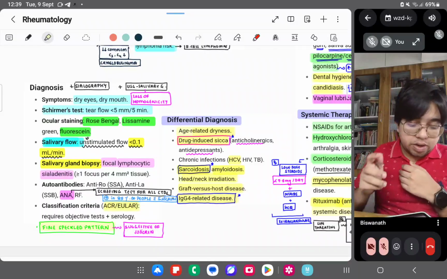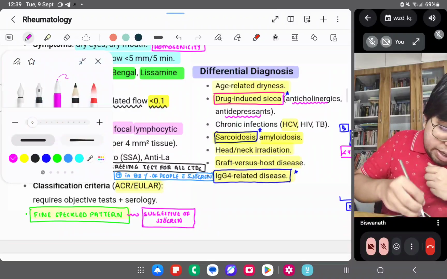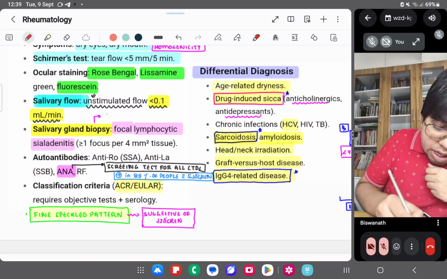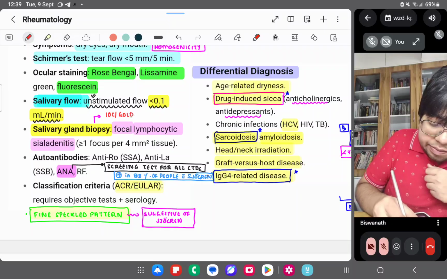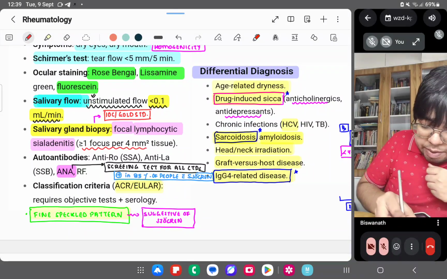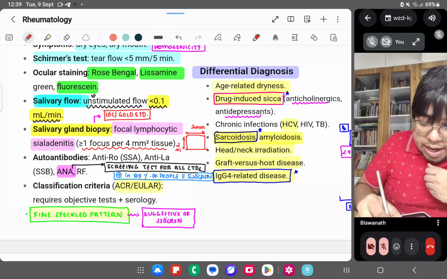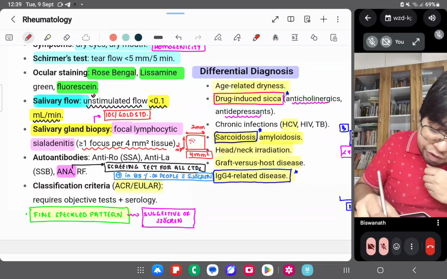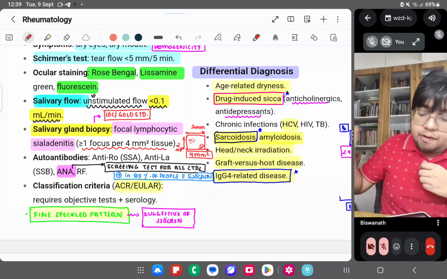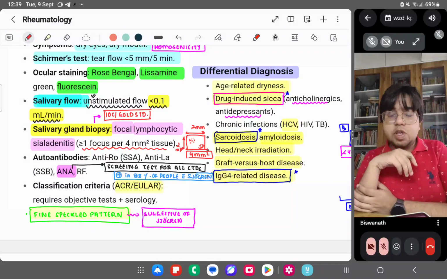In diagnosis you have to remember all of this. On the gold standard, I haven't mentioned it: the salivary gland biopsy is the gold standard or investigation of choice. We take 4 square millimeters of tissue and analyze it. If you get more than one focus of focal lymphocytic sialadenitis per 4 square millimeters of tissue, then it is diagnostic of Sjogren syndrome. So with this, we come to the end of Sjogren syndrome.